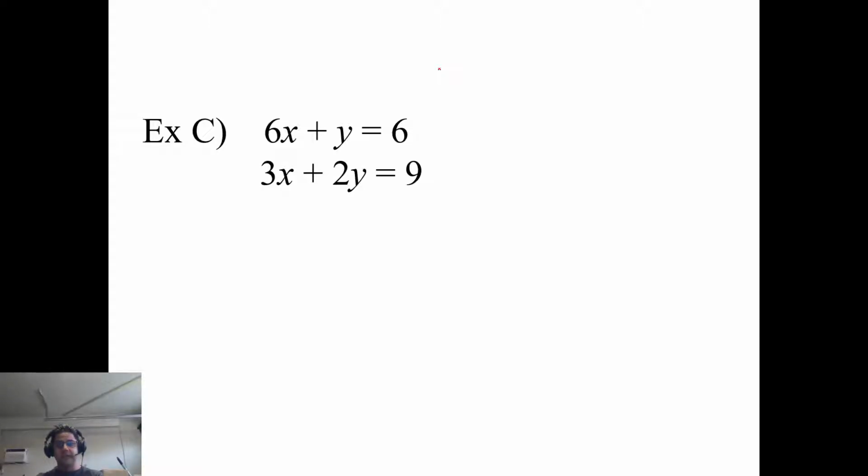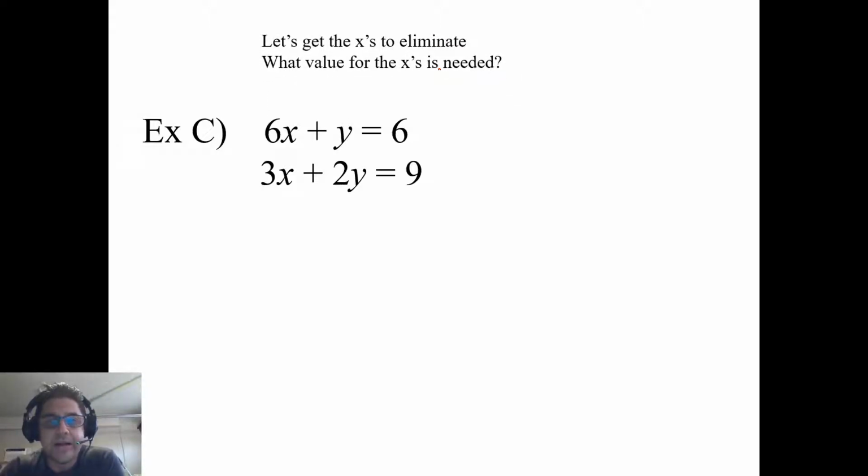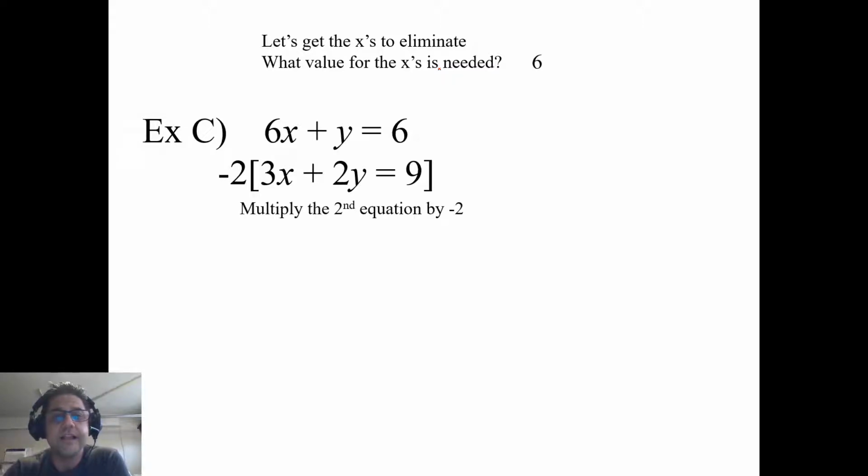So what I'm going to suggest we do is multiply the bottom equation to get the x's to eliminate. The x's need to be a 6, like it shows up there, but really I want a negative 6x. So great news again, the first equation gets to stay the same. So I'm just going to bring it over. Second equation, let's multiply by negative 2. So the 3x becomes a negative 6x. The 2y becomes negative 4y.